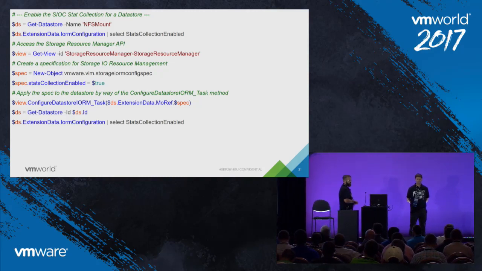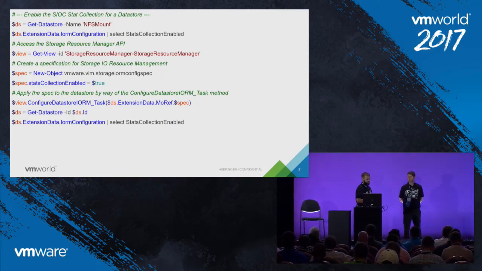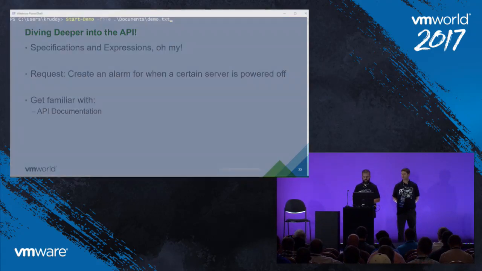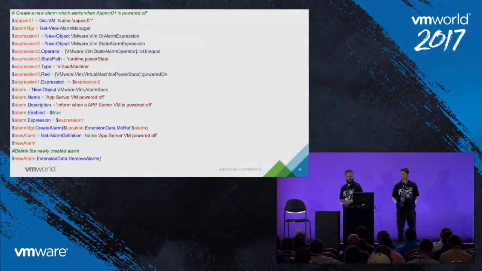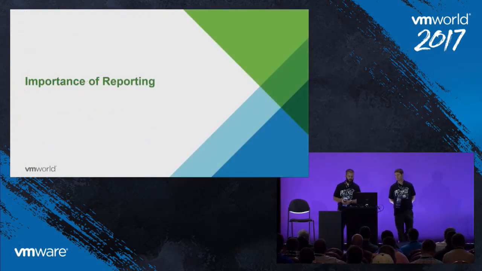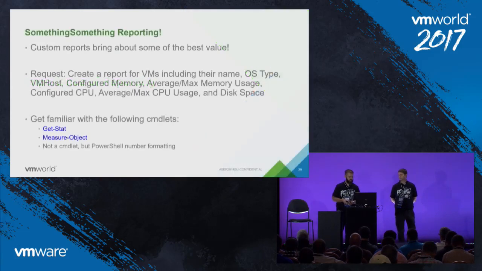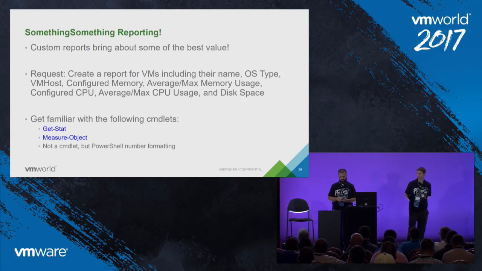All right, since we are running very close on time and we still have a bunch more examples, I'm going to skip through this one. We also have an example of creating an alarm in vCenter. That's a pretty good one. It was sourced from the community, so if you need it today, you can go out there and grab it.